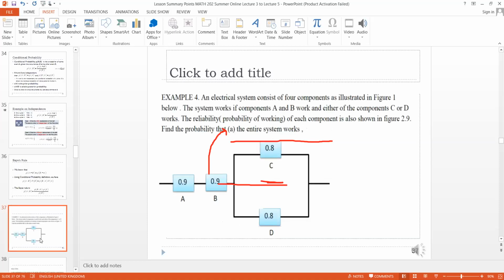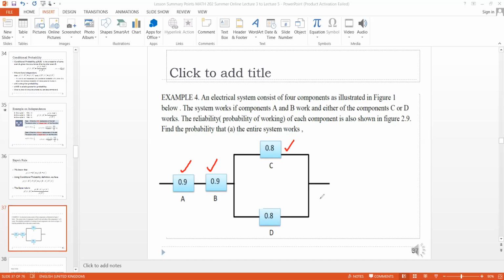Okay, there is another sample here. We have an electrical system of 4 components, illustrated in the figure. The system will work if the components A, B, and either C or D work. The reliability, that's the probability of working of each component, is shown in the figure. Find the probability that the entire system works.